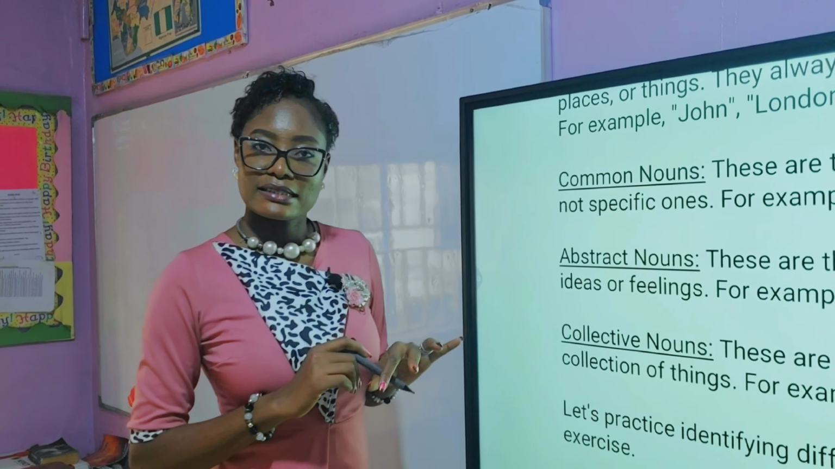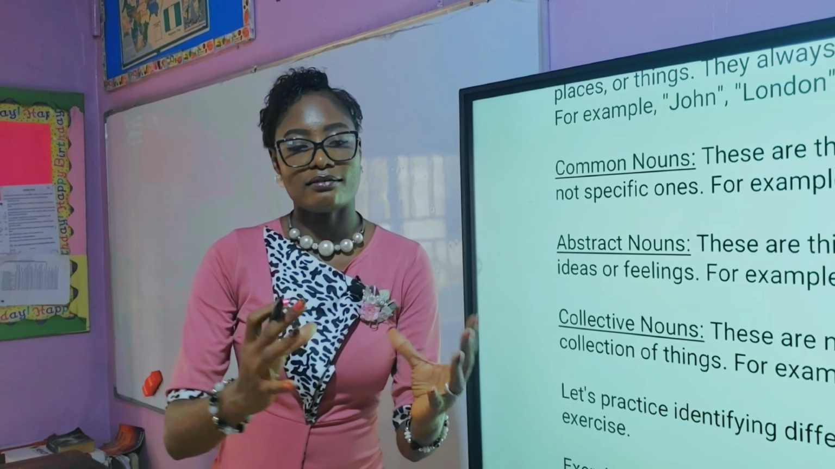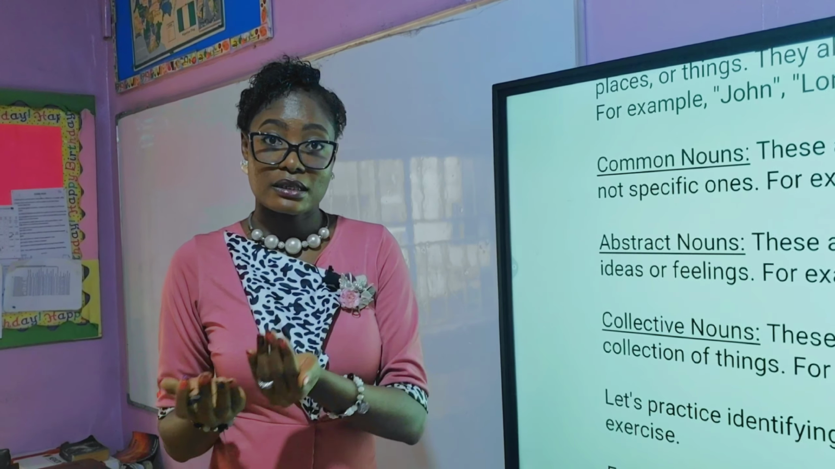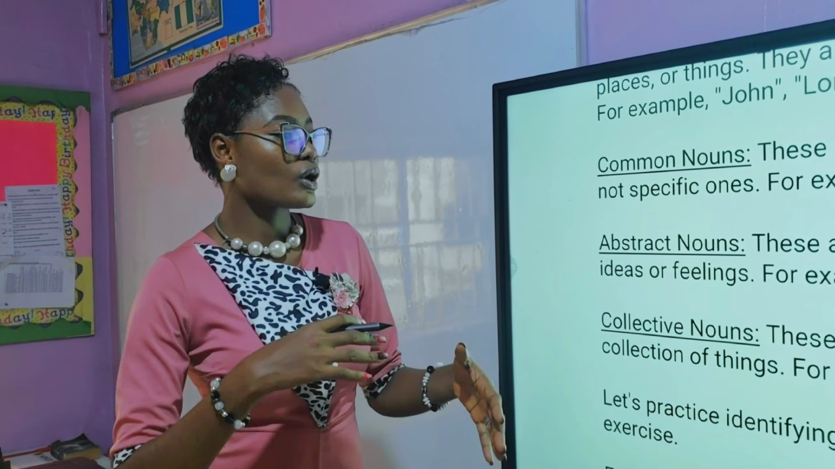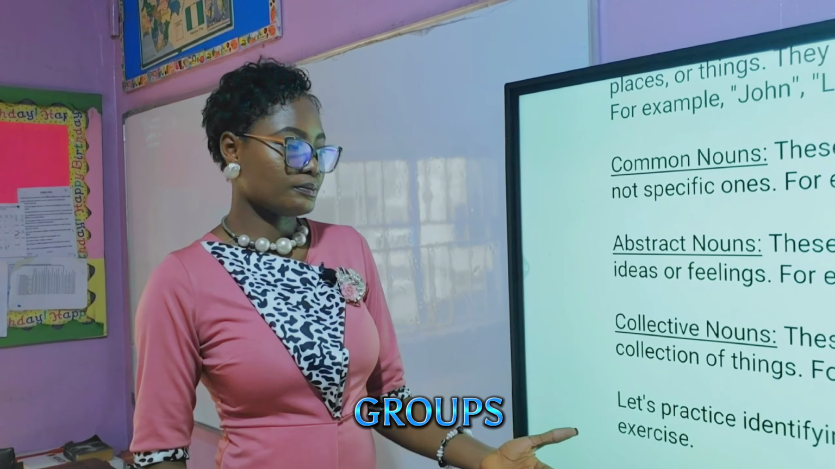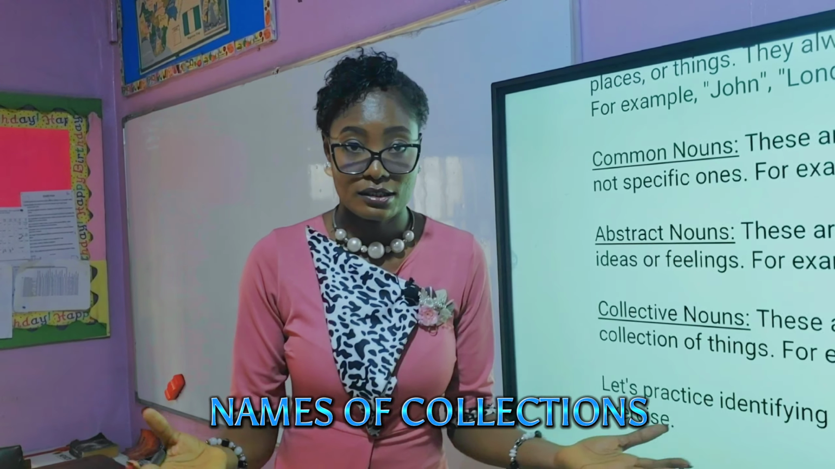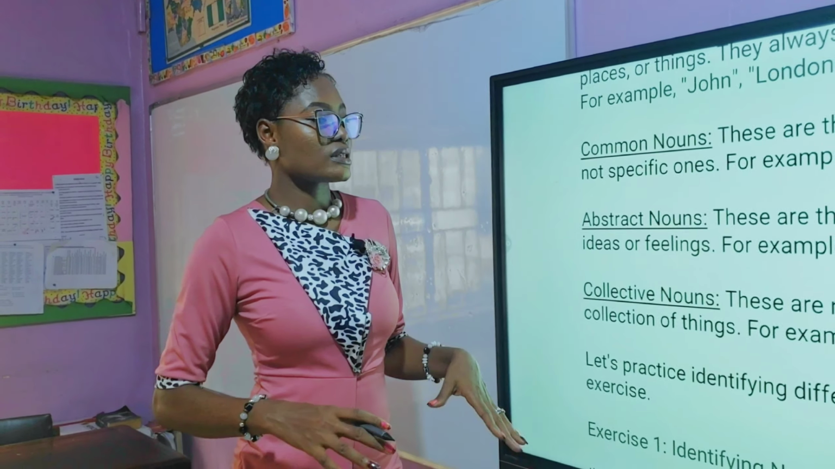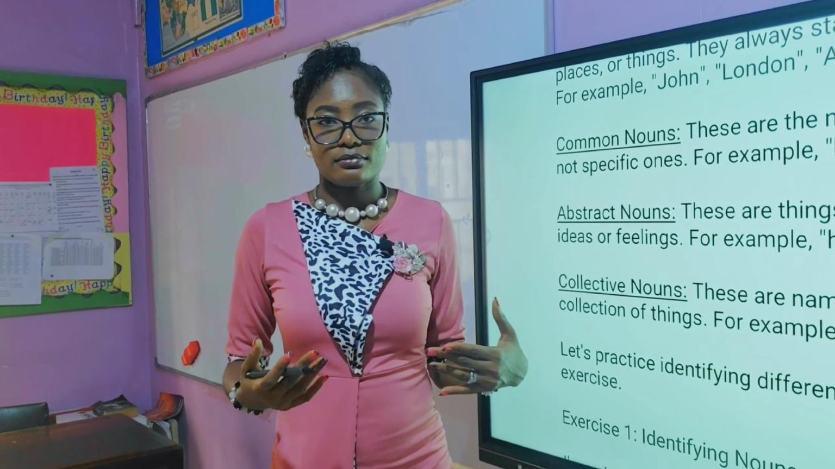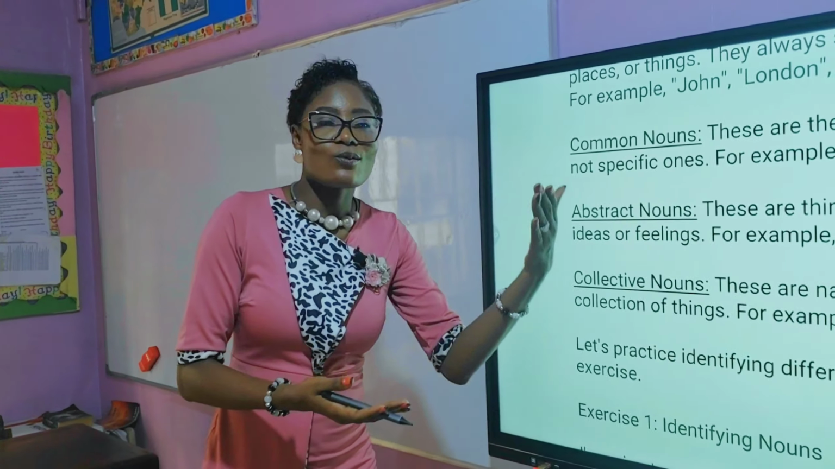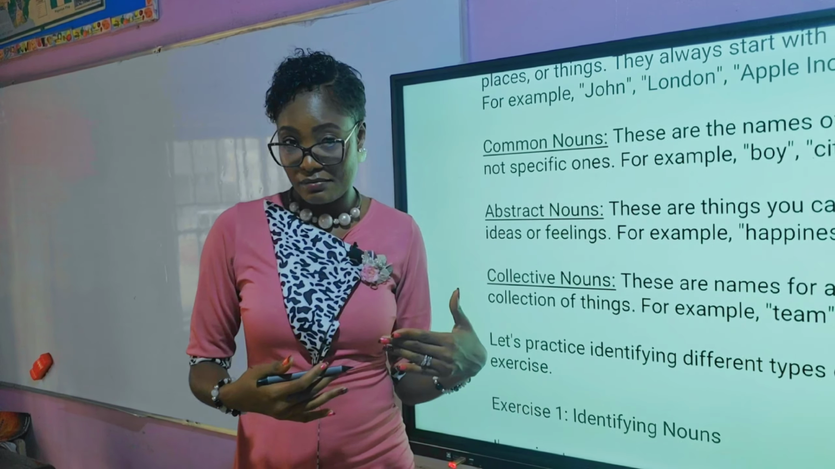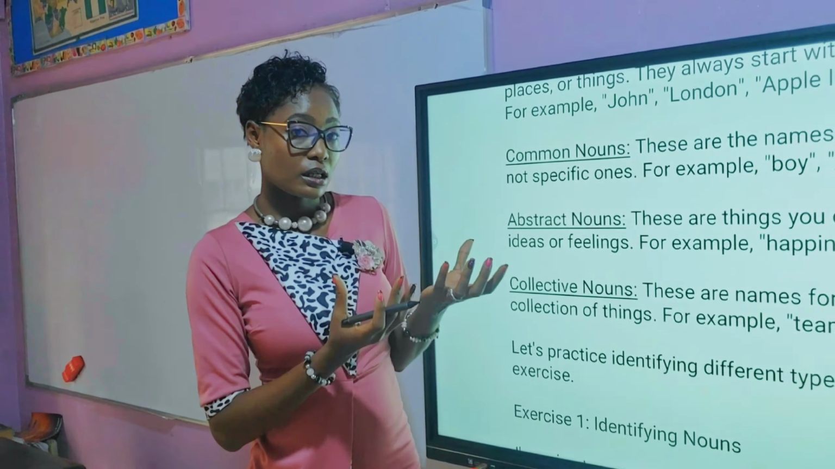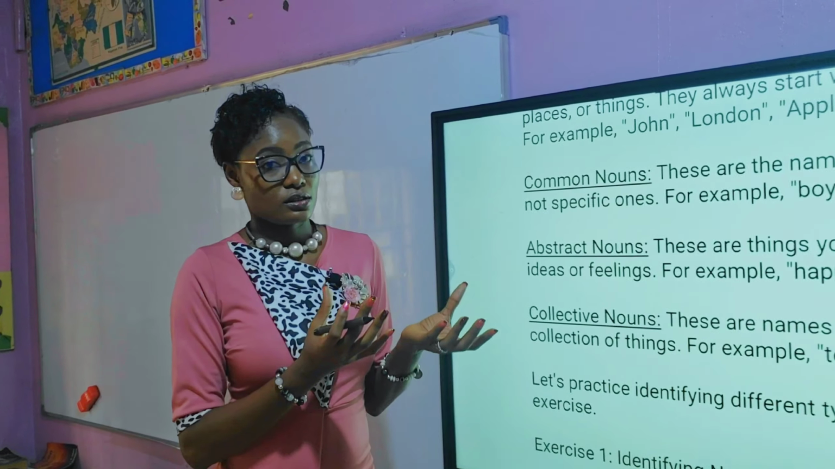Next, we're going to collective nouns. Collective nouns. We collect together. So we're talking about groups. Groups, isn't it? So names of groups, names of collections. That's what we call a collective noun. We have examples. We say a team of workers. One person does not make a team. It has to be more than one. So it's a group. It's a collection.